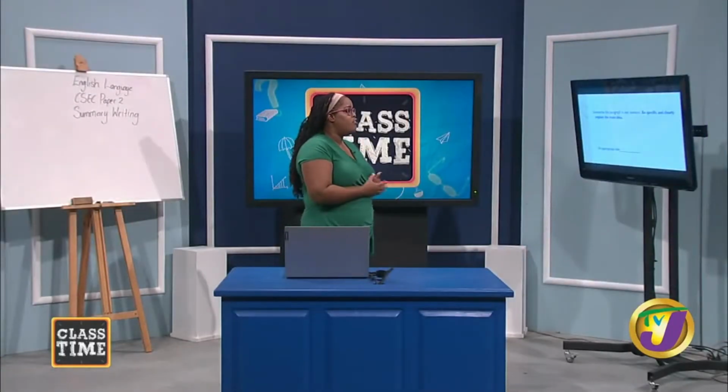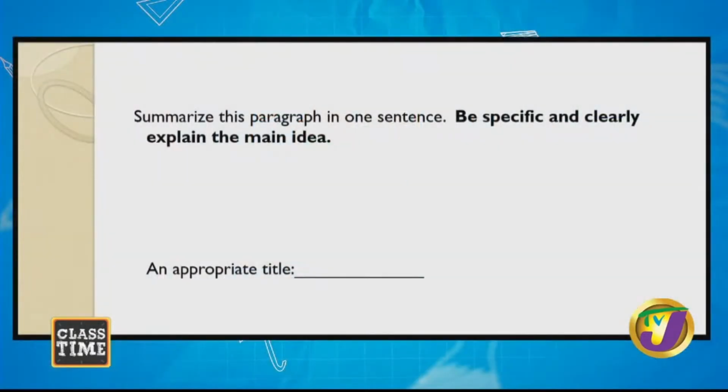Now, the instruction continues, right? So it asks, summarize this paragraph in one sentence. Be specific and clearly explain the main idea, right? Now, after you have done that, you are asked to give an appropriate title. All right, now let us see if we can determine what the main idea of the paragraph is.